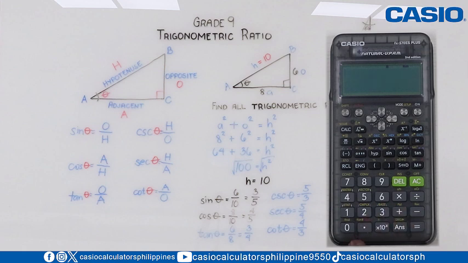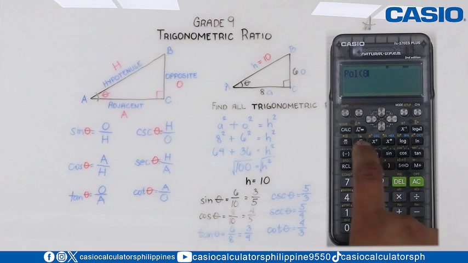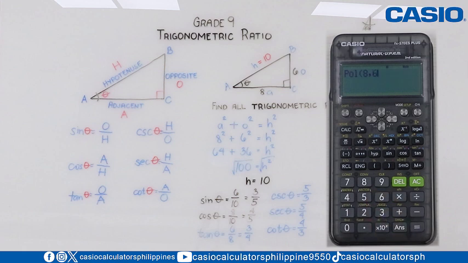So to access that, we need to press shift and then the plus sign, and then to put in the numbers, take note that the adjacent side should be put first. So for our first example, we have 8, and then we use the comma, that is the second function of the close parenthesis. So that will be shift, then comma, and then we put in our opposite side like this, and press the close parenthesis and press the equal sign.